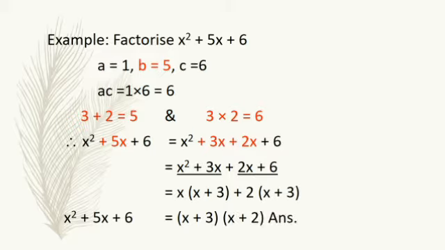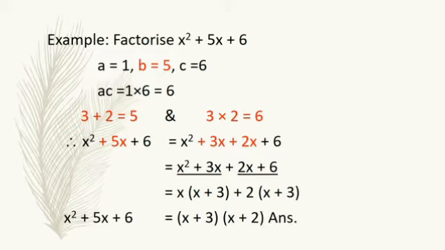Now, let us solve some questions based on this method. Factorize y square plus 7y minus 18. Here we have b is equal to 7 and ac is equal to 1 into minus 18, that is minus 18. Now we have to split b. For that, we have 9 plus minus 2 is equal to 7 and 9 into minus 2 is equal to minus 18. So we got two numbers to which we can split b.